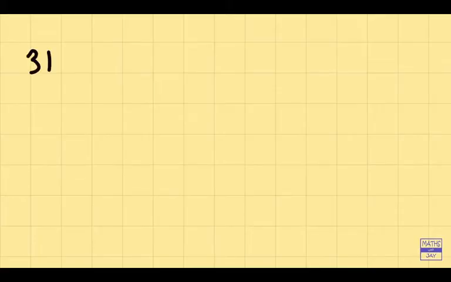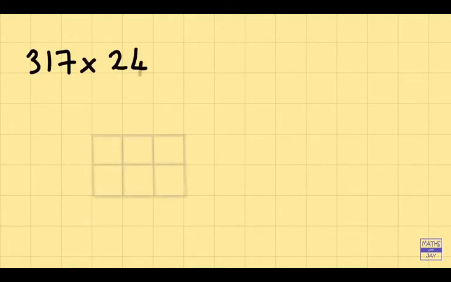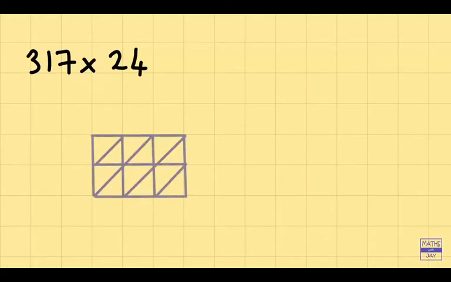In this video we'll look at multiplying a 3-digit number by a 2-digit number. So let's start off by drawing a lattice. We'll make it a 3 by 2 rectangle, and then we'll draw diagonals down through each square of the lattice. And then we'll start at the top left-hand corner.